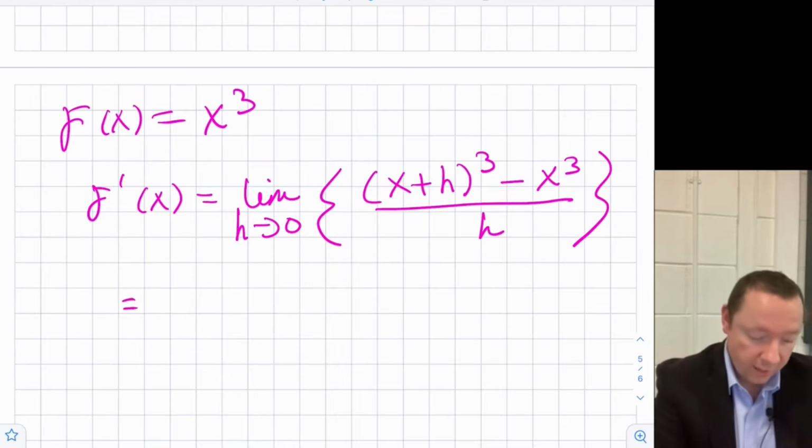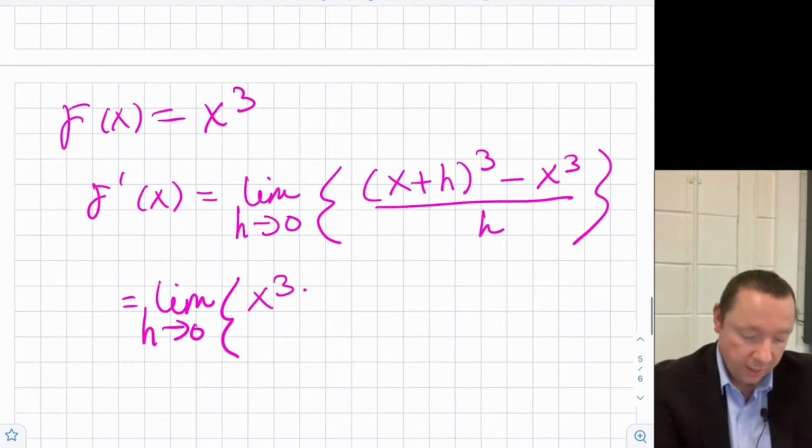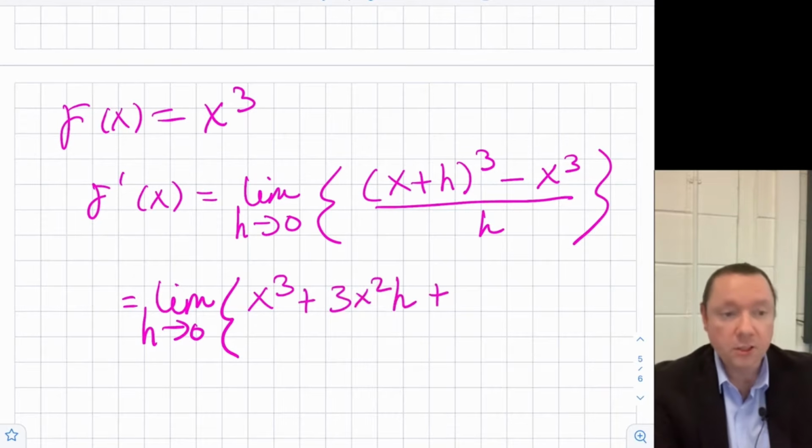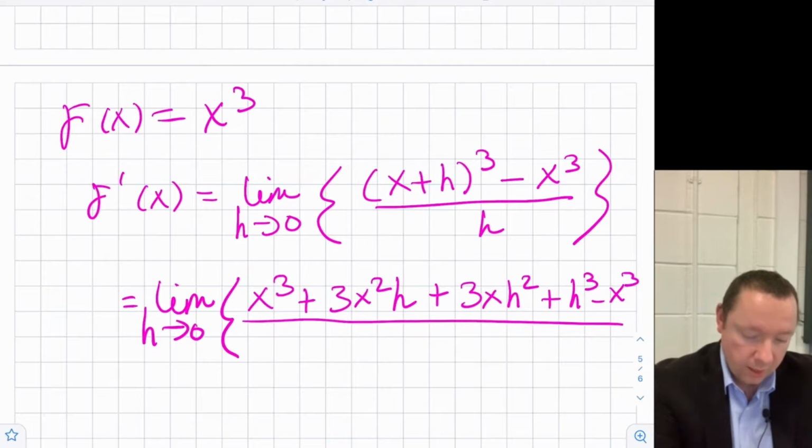So I'm just going to expand it very quickly, and I get the limit as h goes to 0 of x cubed plus 3x squared h plus another 3xh squared this time, plus h cubed, and we've got minus x cubed still on the top. And again, we're trying to eliminate this fraction.